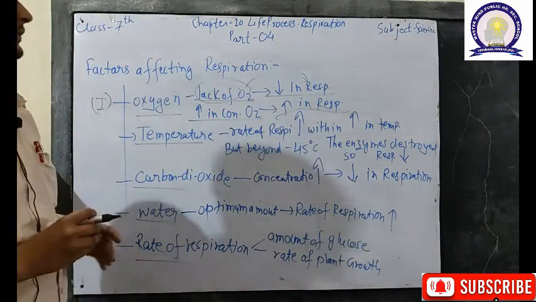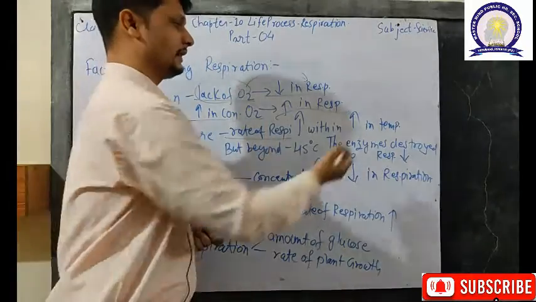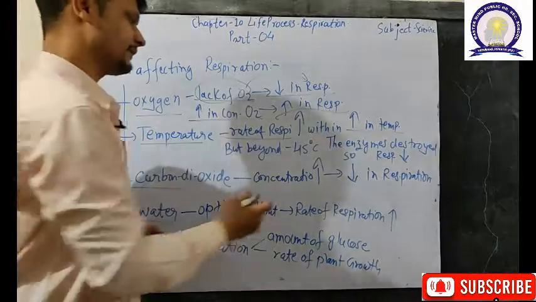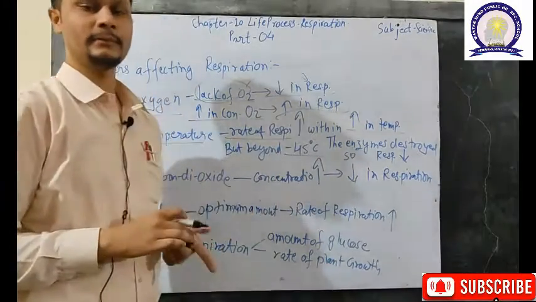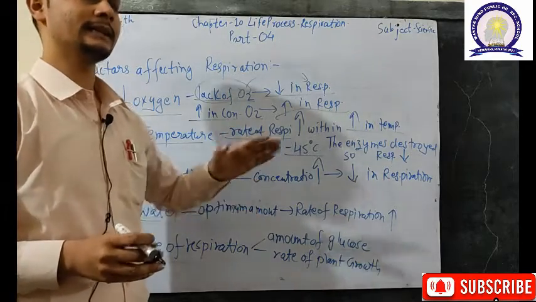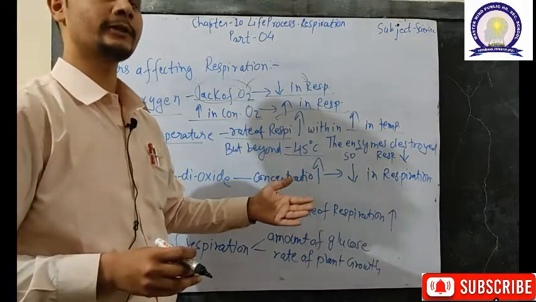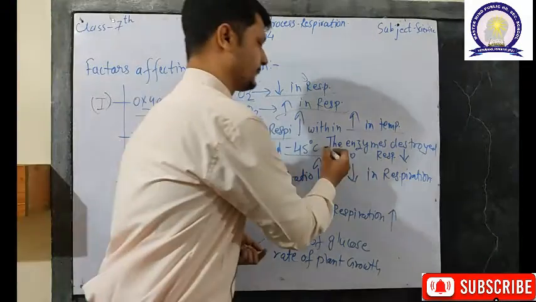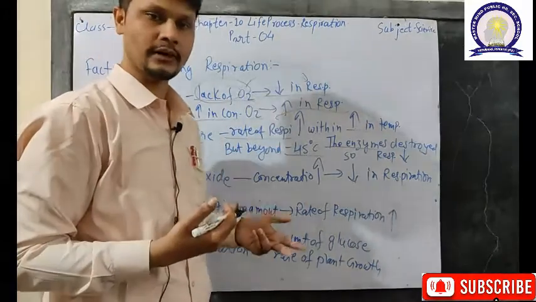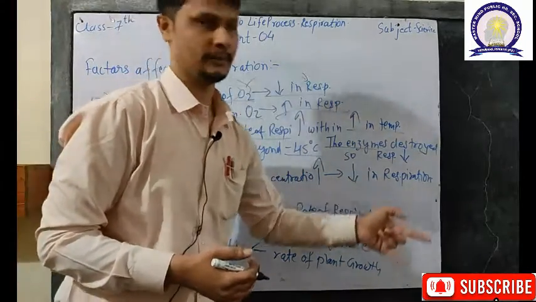Then in the case of temperature, the rate of respiration increases with the increase in temperature, but up to a certain limit. That limit is almost 45 degrees. When you increase the temperature up to 45 degrees, the rate of respiration increases. But when you go beyond 45 degrees centigrade, the enzymes, the special chemicals required for the process of respiration, are destroyed because of the high temperature. That leads to a decrease in the rate of respiration.